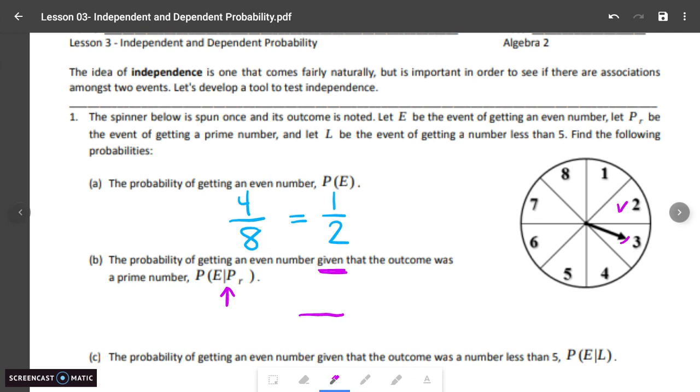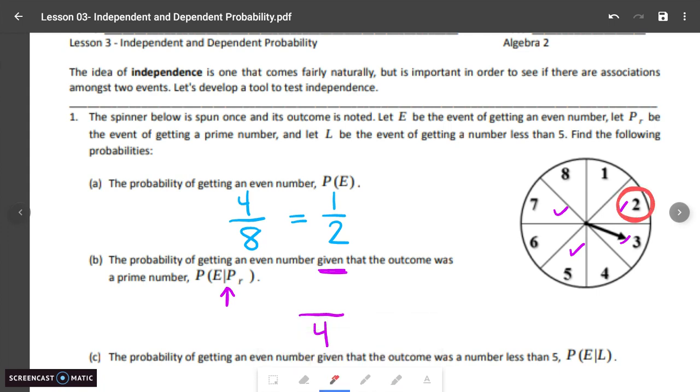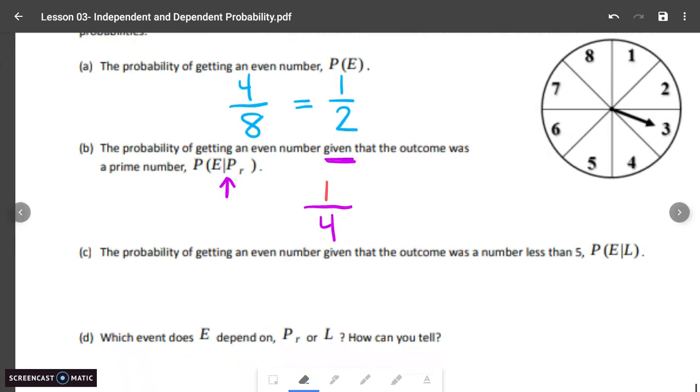So I have 2, 3, 5, and 7 that are my potential primes. So there's 4 potential prime numbers I could have picked. And the only even one out of those is 2. So that means there was only one possible even number I could pick out of the primes. So that changes my probability to 1/4. And again, you could do 0.25, 25%, any of those are acceptable.